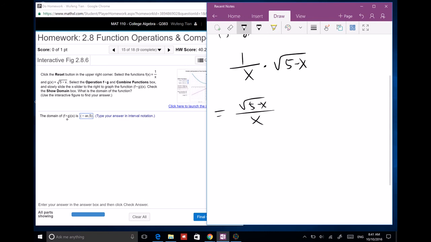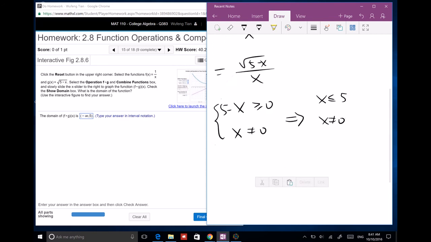What you have is 5 minus x bigger than or equal to 0, and x not equal 0. Together, 5 minus x not equal 0, right? So from the first one, you got x is less than or equal to 5. From the second one, x not equal 0. So you can draw the picture. This is 5.